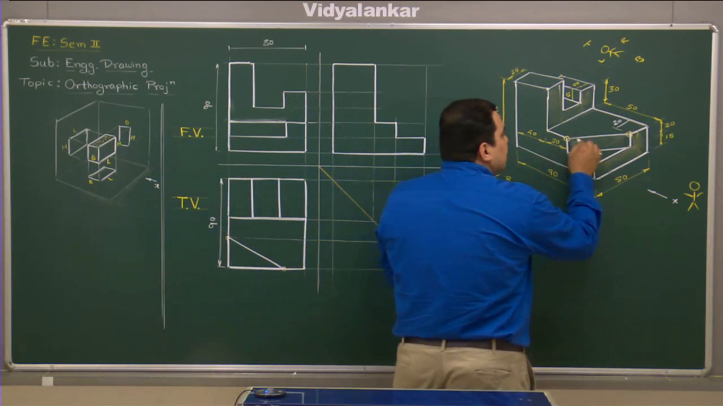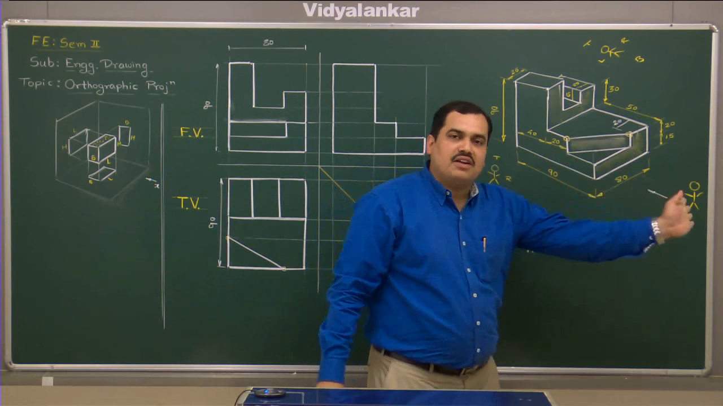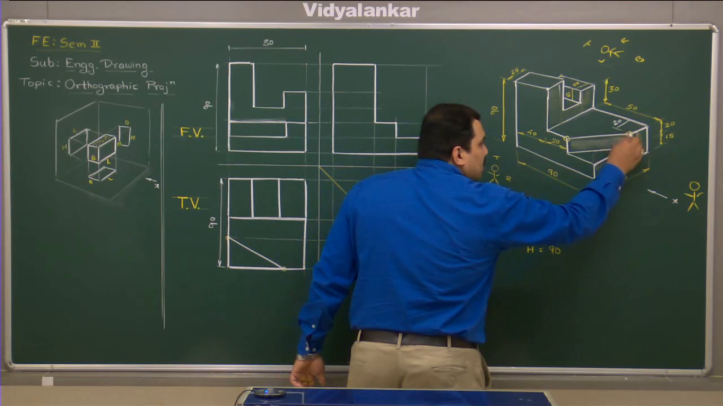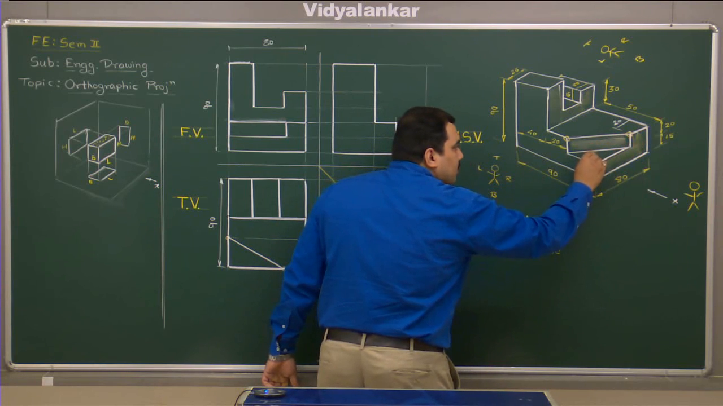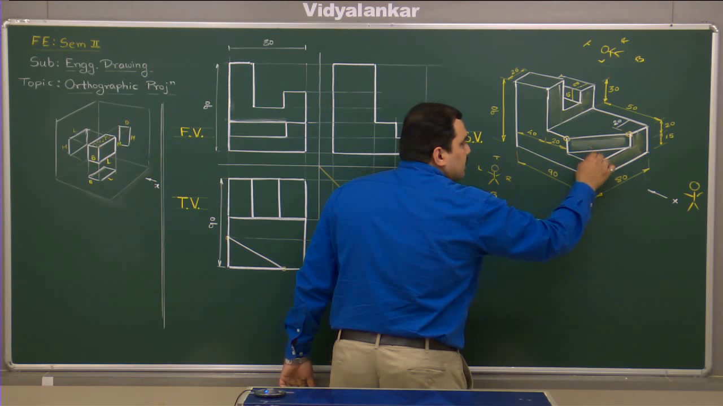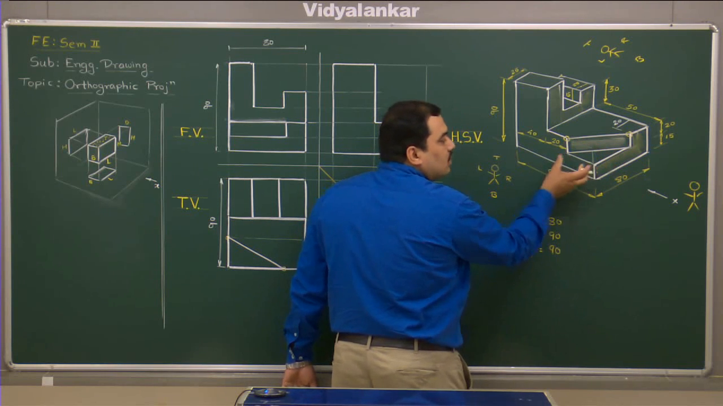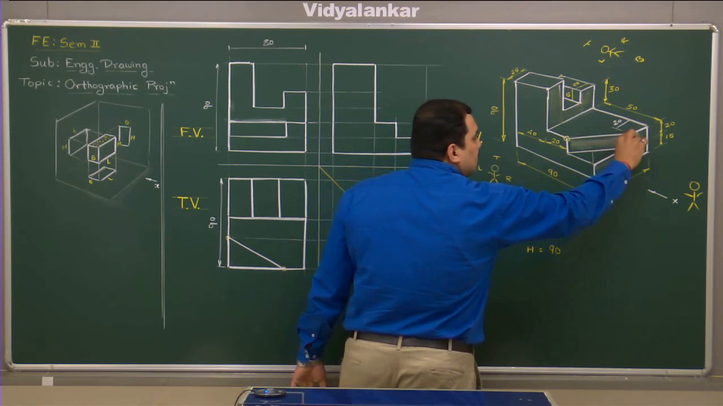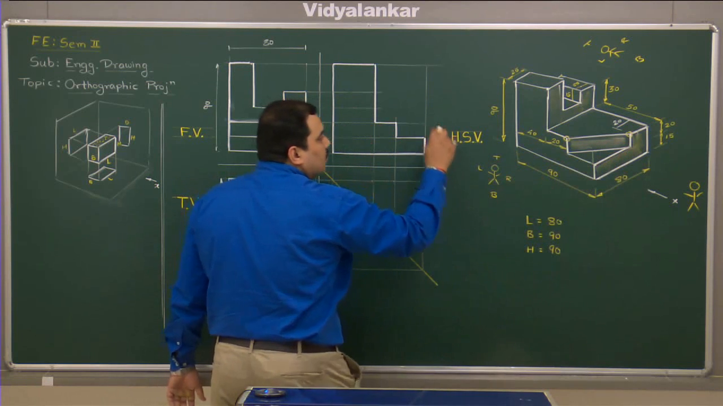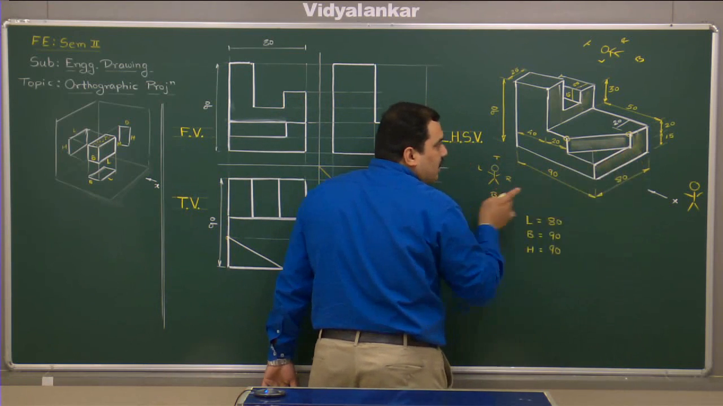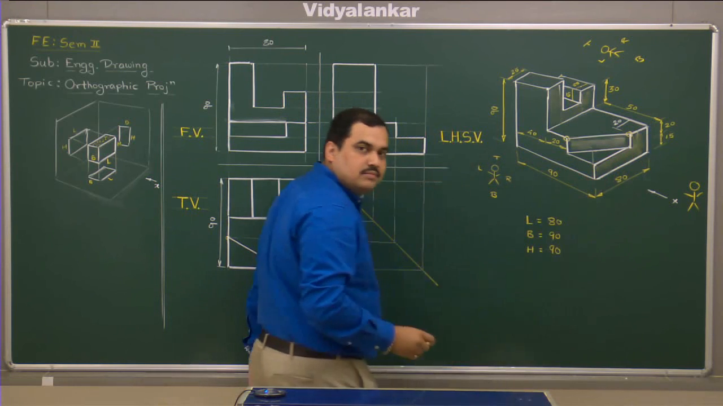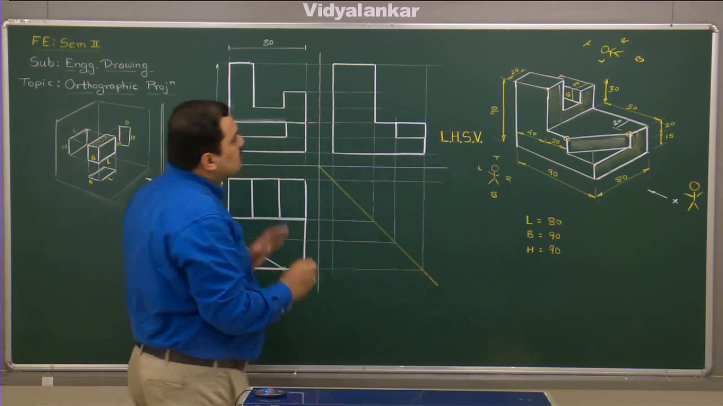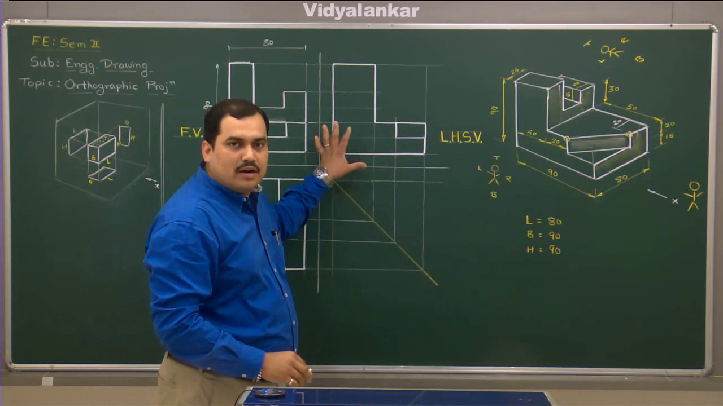Next part is this rectangle. It was visible in front view, now it is visible in side view as well. This edge will appear here. So you can see the rectangle will appear of smaller length. It is called apparent length. This line we will draw here, because this point in side view will appear at this location. This is the side view, visible part.